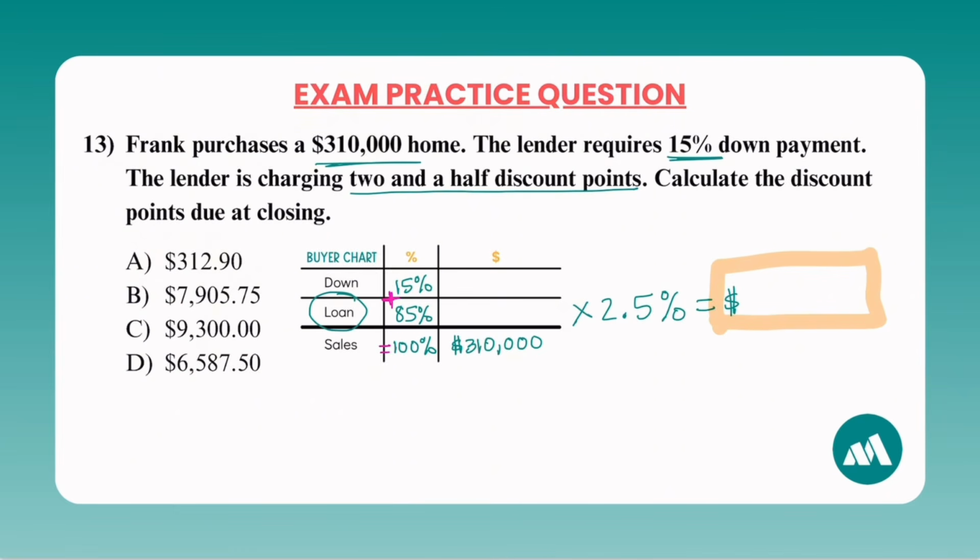So we have to find the loan amount. All we have to do is multiply $310,000 times 85% to get the loan amount. So $310,000 times 0.85 is going to equal $263,500. That's our loan amount. So we're going to put that here, $263,500.